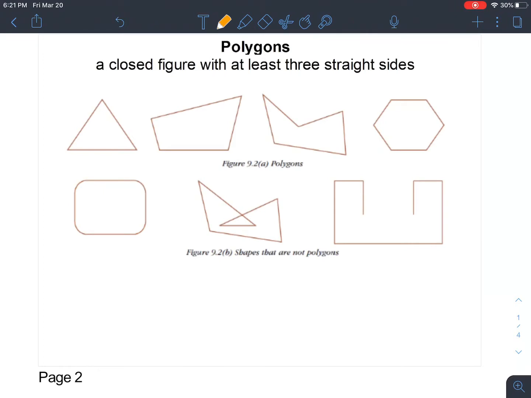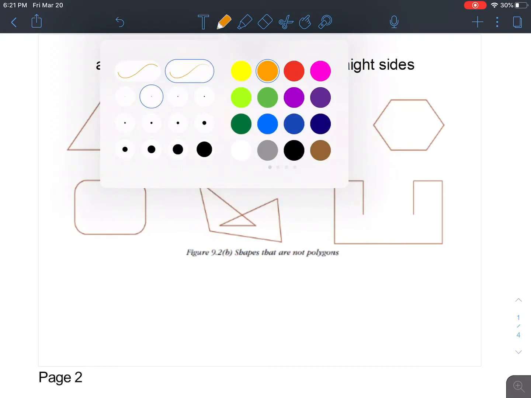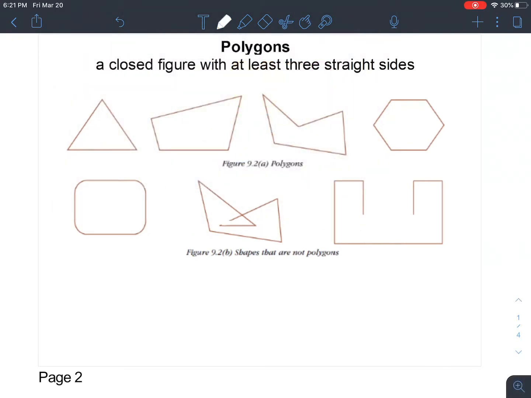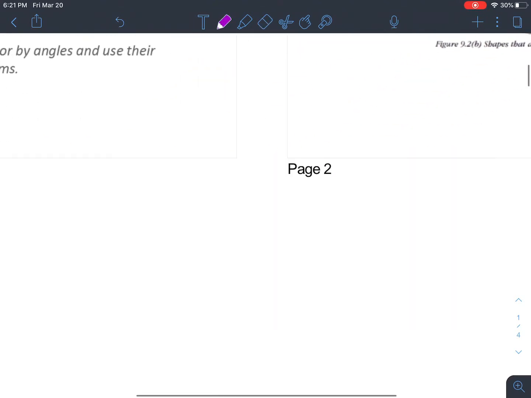This one here is closed, but we have a piece that comes into the shape, so therefore it cannot be a polygon. If we were able to get rid of that part inside, then it would be a polygon, but that part makes it not. And then our last one here is not closed. We're missing a piece somewhere there, so that one cannot be a polygon.